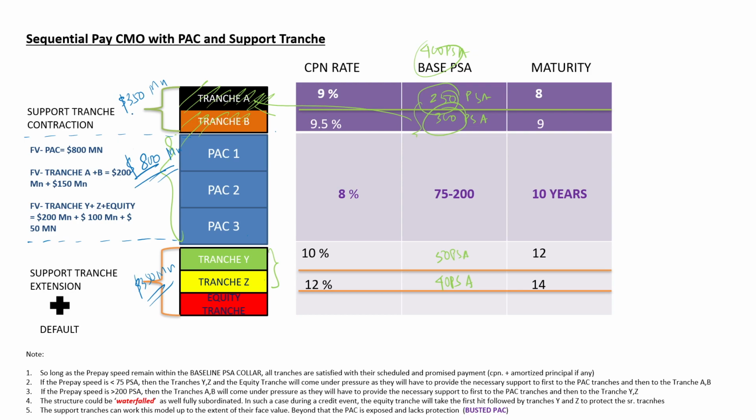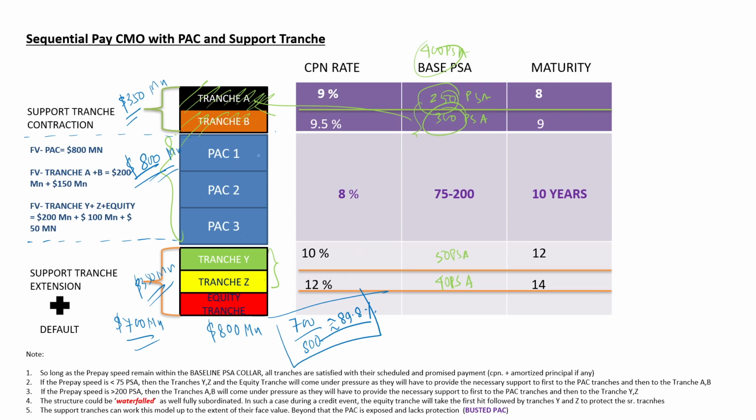How is it possible? We have 350 million protection for the contraction, 350 million protection for the extension. So total protection being provided is to the tune of $700 million face value, and the PAC collar is close to $800 million. So the proportion comes to roughly close to about 90%, 89.8%. That's a huge amount of protection.